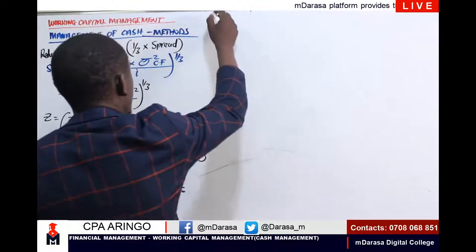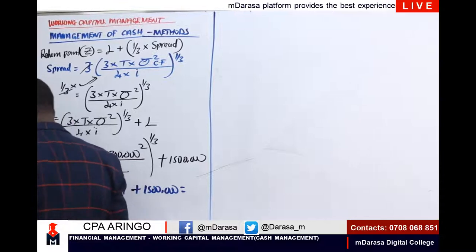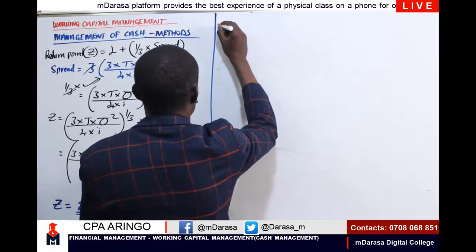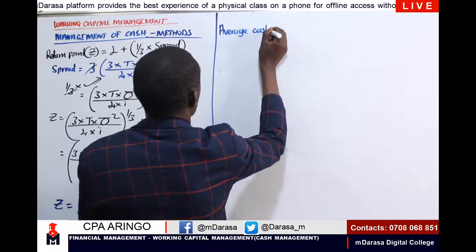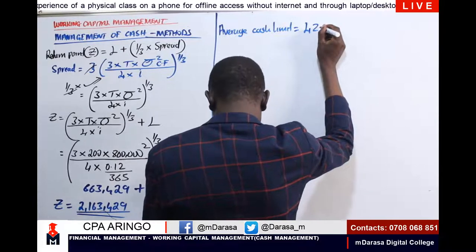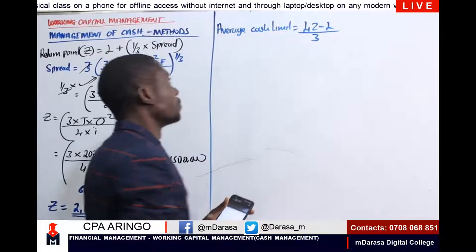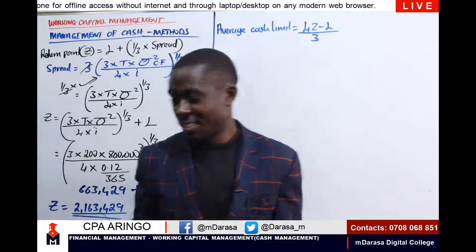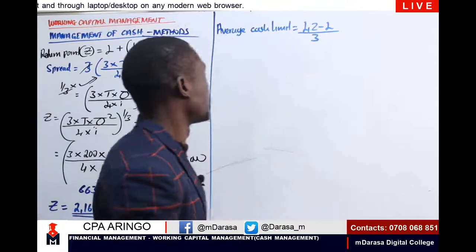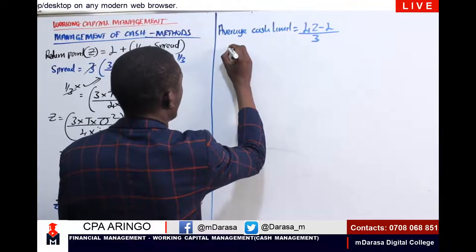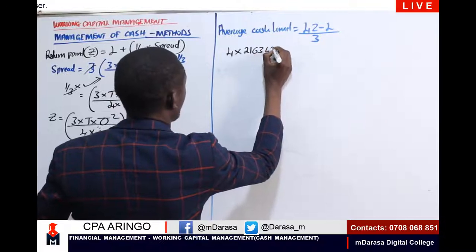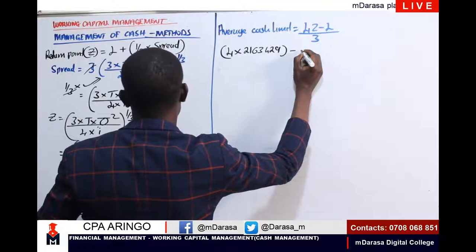So the good question is, my good students, do you still remember how to compute our average cash balance? Remember, we had looked at that. We agreed that our average cash balance, or limit, is 4 times Z, of course, minus L, all divided by 3. As simple as that. You'll say, Mwalimu, why were we thinking this concept is very hard? It is as simple as this. So my average cash limit is 4 times Z. Our Z, which we've computed, is 2,163,429, minus our lower cash limit here, we're having what?